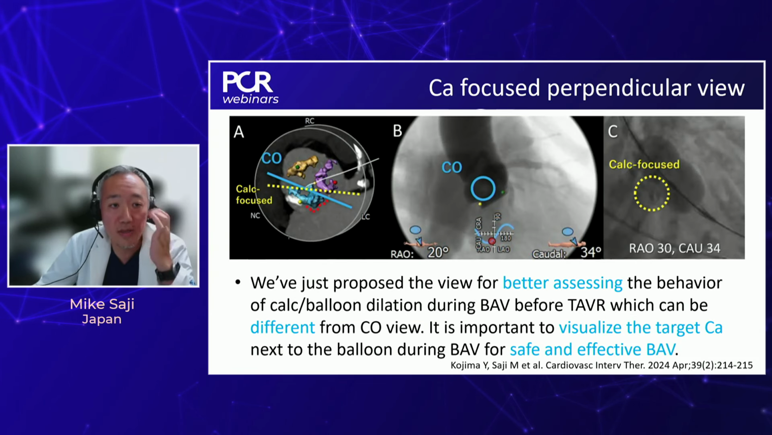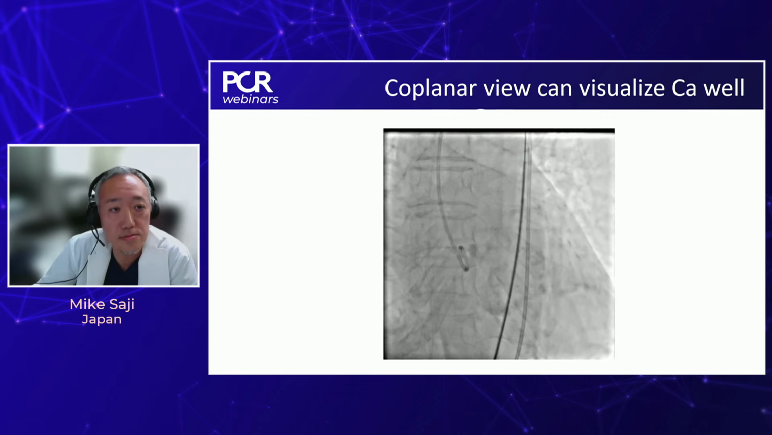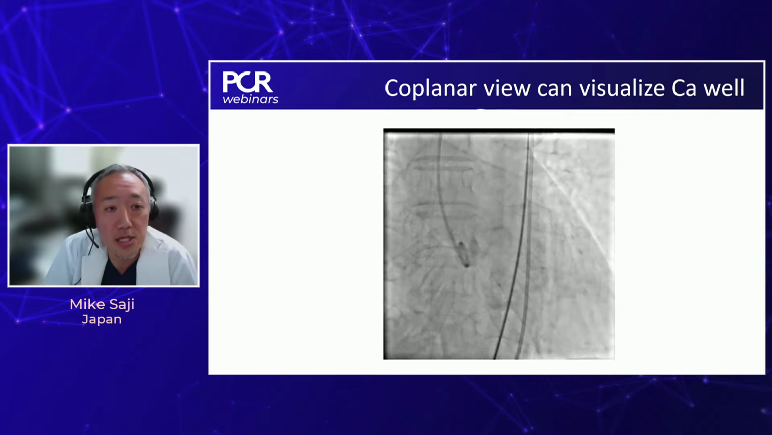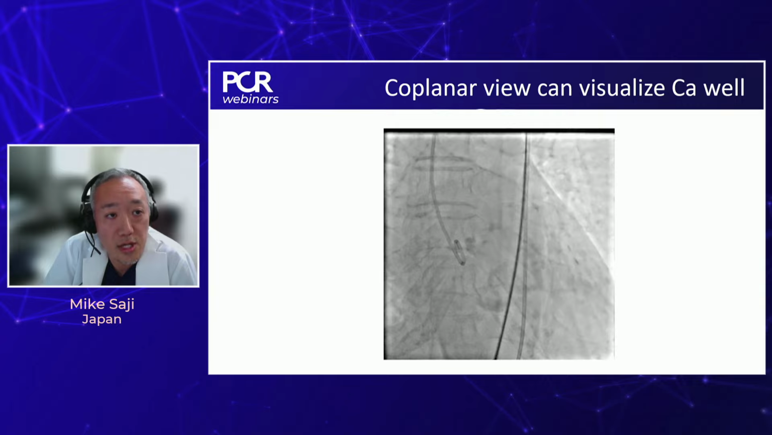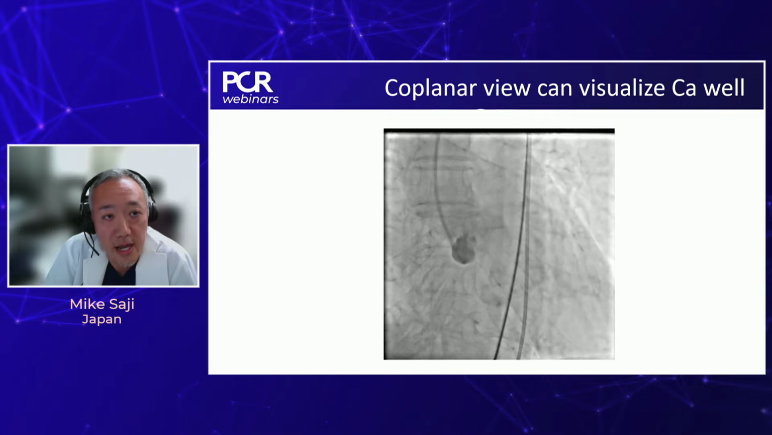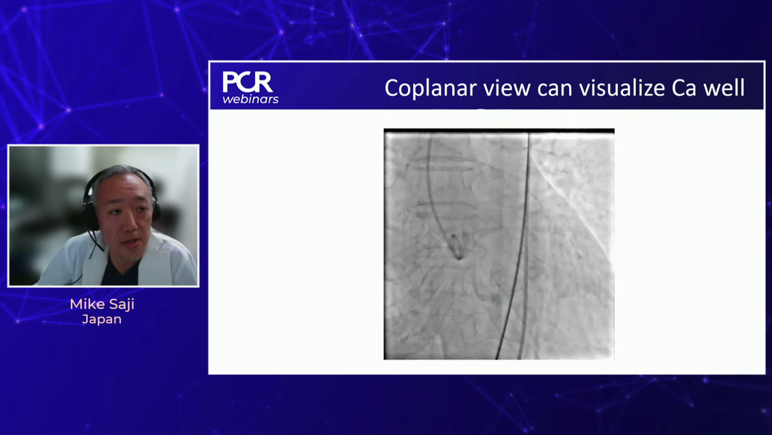We just proposed a view for better assessing the behavior of the calcification or balloon dilation during BAV before TAVI, which can be different from the cusp overlap view. It's important to visualize the target calcium next to the balloon during the BAV for safe and effective BAV. Since the cusp overlap is a pretty steep angle, when you look at the coplanar view, you can clearly visualize the calcium in this specific view. So we decided to do the BAV in this view.